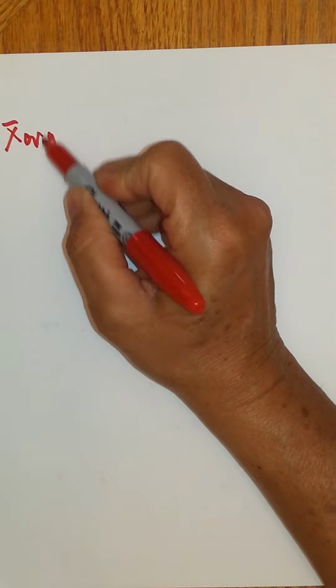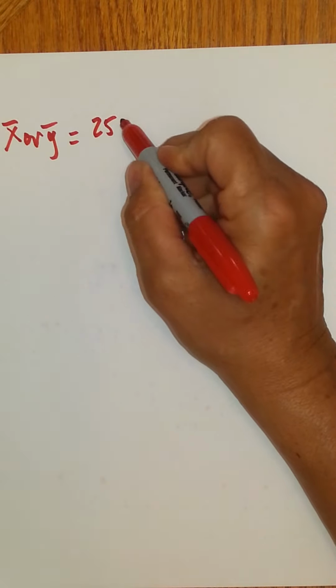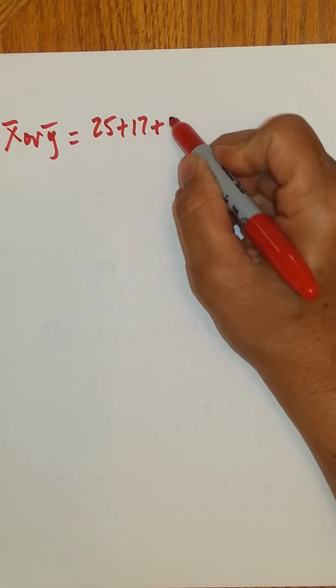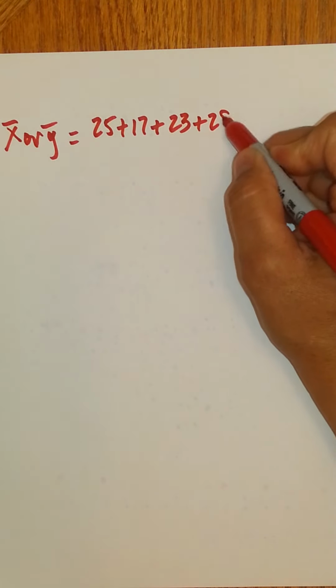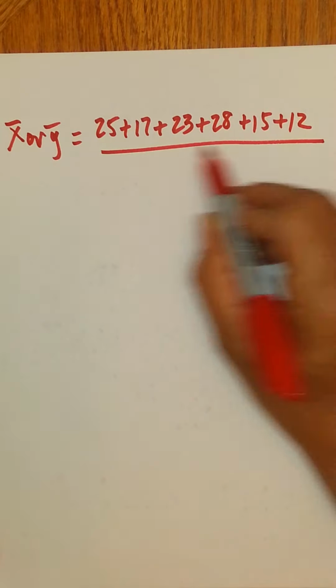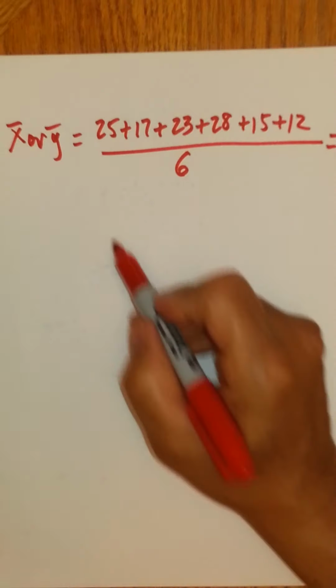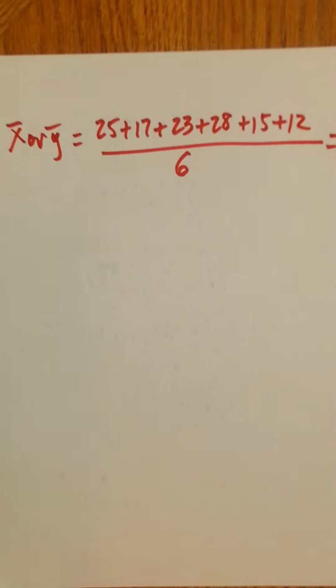So we're going to say X bar or Y bar. Normally most people use X bar. Our book in particular uses Y bar. But essentially you're going to say 25 plus 17 plus 23 plus 28 plus 15 plus 12 divided by how many values there are, 6 values, and you get 20. So my mean is 20.